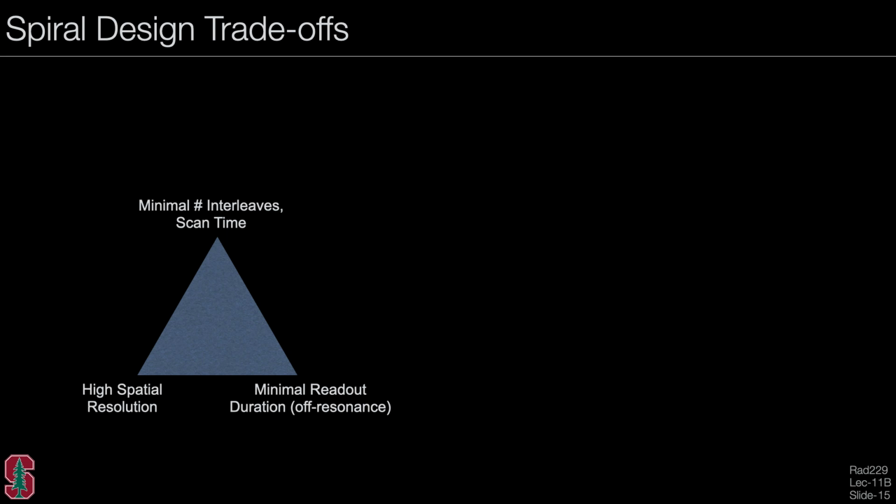When we're designing spirals, we've talked about the number of interleaves, and we've talked about the algorithms, but there's a basic trade-off we have to make, which is similar to other imaging mechanisms. We want high spatial resolution, which demands a large extent of k-space. We want a minimal number of interleaves, which will help us reduce the scan time, and we want a minimal readout duration, which will reduce the sensitivity to off-resonance. So what we have to do when we design the trajectory is trade off between these features.